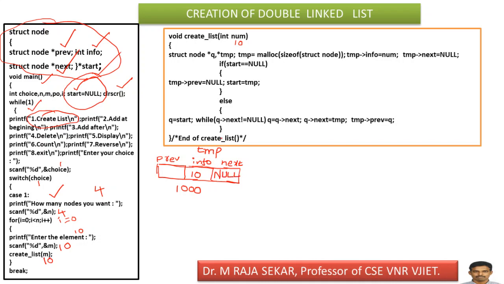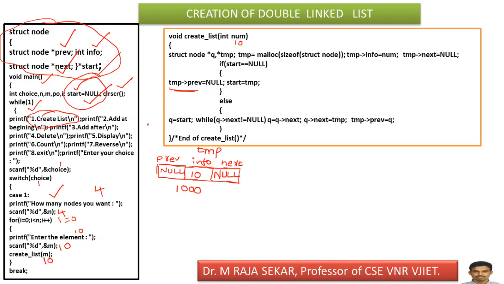N-U-L-L, null. Isn't it? If start equal to null. What is my start? Start is initialized with null. Therefore, null equal to null. It's true. Therefore, tmp arrow prev. This is tmp. This is prev. Here I must write null.